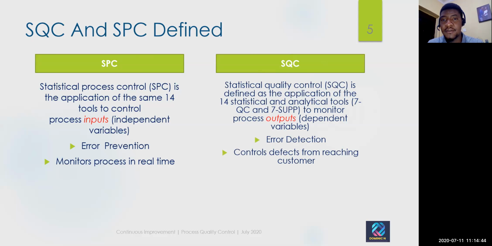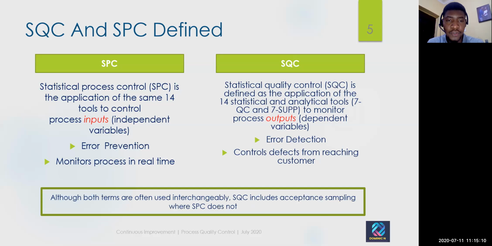While SQC uses the same tools, here it's monitoring process outputs. It's looking at error detection and controlling defects from reaching the consumer. But if you think of it, which one would you rather have? You want to ensure that you prevent it rather than wait for it to have happened before you notice it. But although the two are often used interchangeably, like I said earlier, SQC includes acceptance sampling while SPC does not.